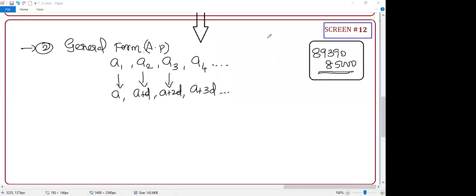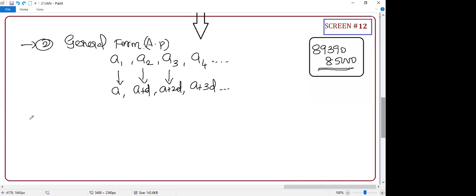Oh, sorry. I stopped the screen sharing. Sorry, one minute, students. It is there. I already wrote it, but I didn't notice that. Okay, guys. So is the general form clear or not? This is the general form of AP. Any doubt? If they ask in your question to write the AP or the general form of AP, this is the answer. Any doubt on this?